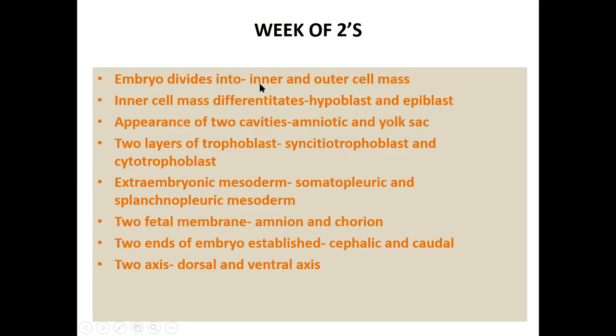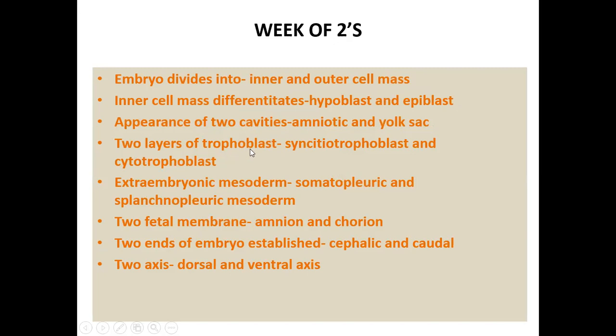Because the embryo divides into an inner and an outer cell mass. The inner cell mass is known as the embryoblast. The outer cell mass is known as the trophoblast. The inner cell mass differentiates into hypoblast and epiblast, that is, the endoderm and the ectoderm. There is the appearance of the two cavities, the amniotic cavity and the yolk sac cavity.